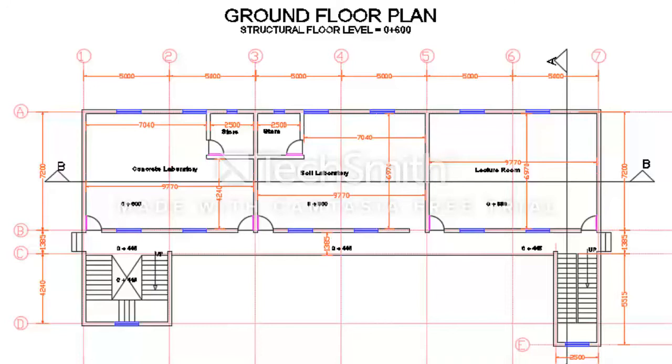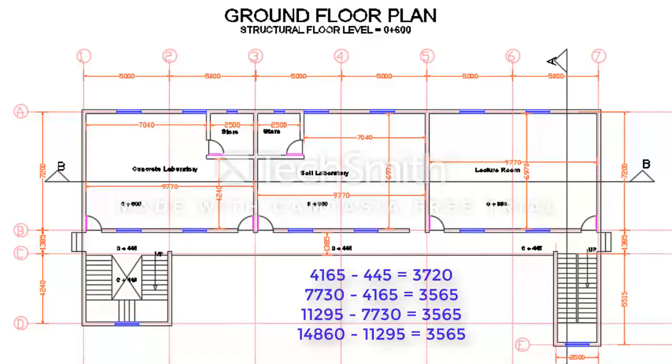at the staircase region is equivalent to 3,720 mm, that is 3.72 meters, while the floor-to-floor elevation for the other floors, that is the first to the second floor, second to the third floor, third to the fourth floor, are equal to 3,565 mm, that is 3.565 meters, as shown in the calculation on the screen.